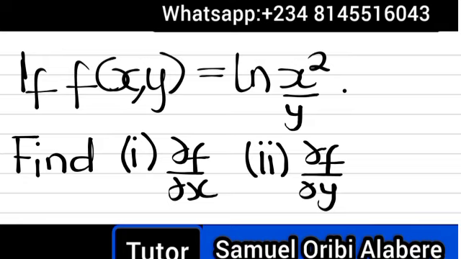In the question, we are going to notice one thing, that the function f of x and y, which is equal to ln of x raised to power 2 all over y, is a product function. So now that we know that it's a product function, the next thing we are supposed to do, in order to find the partial derivative of f with respect to x and the partial derivative of f with respect to y, is to apply the chain rule. So let's go into the solving now.